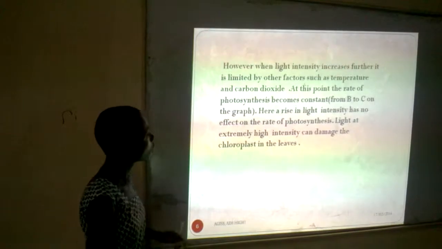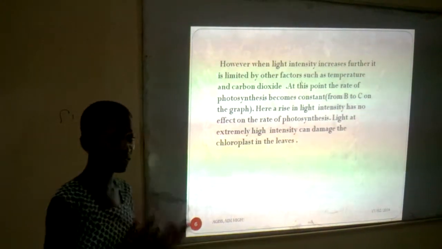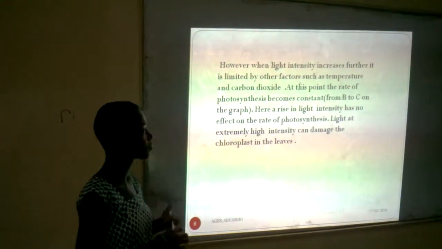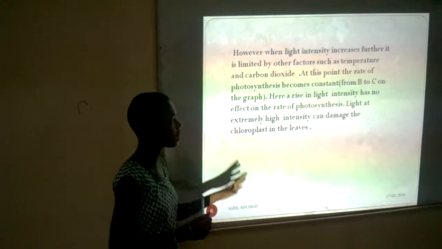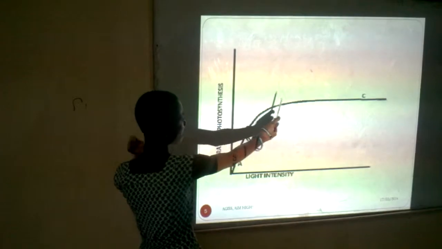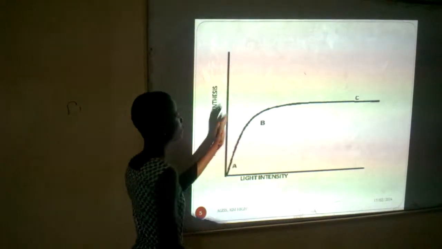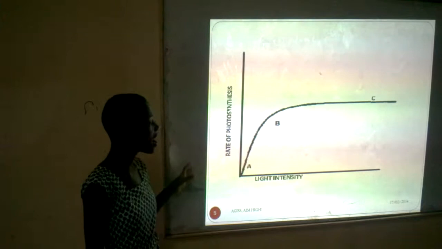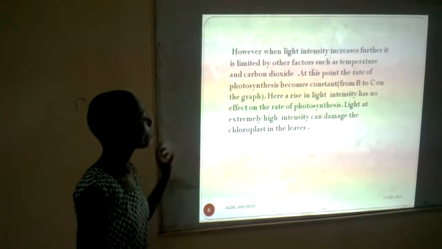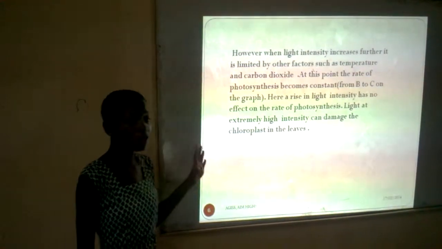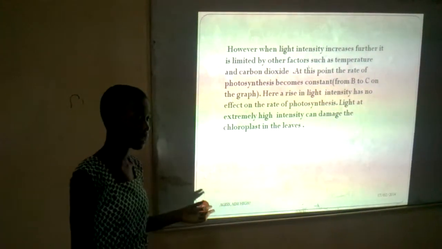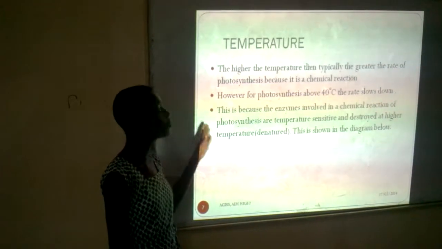However, when the light intensity increases further, it is limited by other factors such as temperature and carbon dioxide. At this point, the rate of photosynthesis becomes constant from B to C on the graph. So here, a rise in light intensity has no effect on photosynthesis. The light at extremely high intensity can damage the chloroplasts in the leaves. And then move on to temperature.